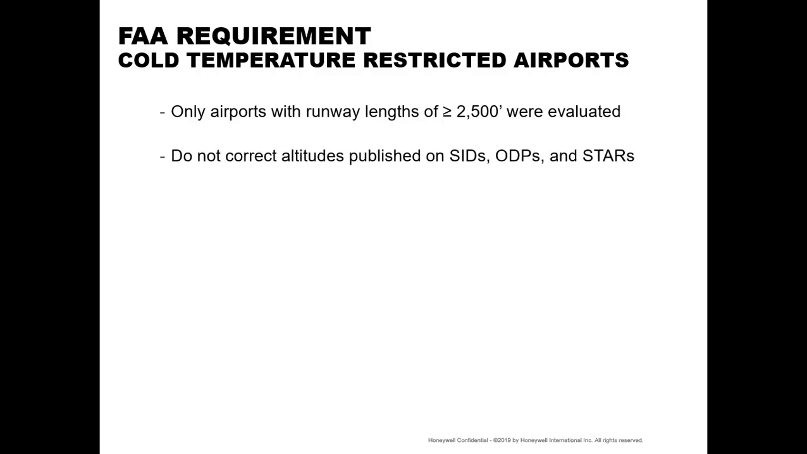Let's review a summary of a few important things to know about cold temperature restricted airports. Only airports with a runway length of 2,500 feet or greater were evaluated. Do not correct altitudes published on standard instrument departures, obstacle departure procedures, and standard terminal arrivals. Compensation is only required for the approach segment when it is required.